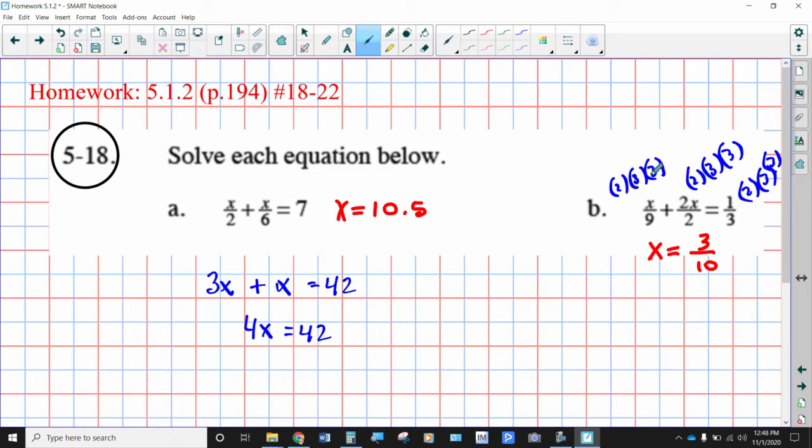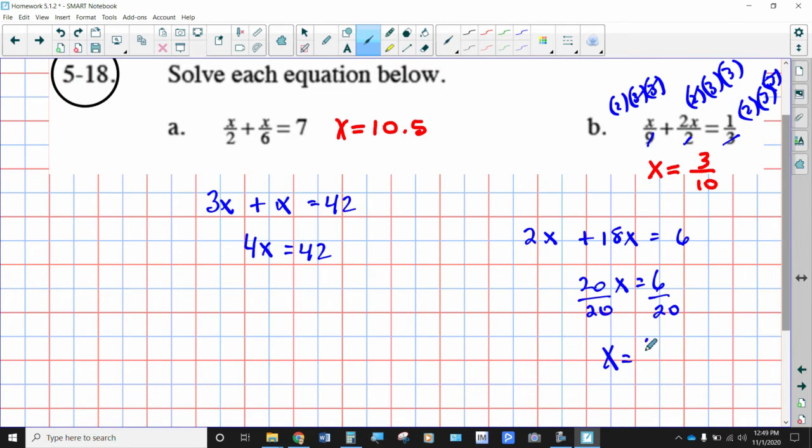Why did I do the 3 times the 3? Because these two need to cancel out the 9, leaving you with 2 times x. The 2 cancels out here. Actually, it would have canceled out there as well, but let's not do that. So this becomes 3 times 3 times 2, which is 18, so it becomes 18x. And then here, one of the 3's cancels out, leaving you with 2 times 3 is 6. So you get 20x is equal to 6. And when you divide 20 on both sides, x has to be equal to 6 over 20, which can be simplified down to 3 over 10.